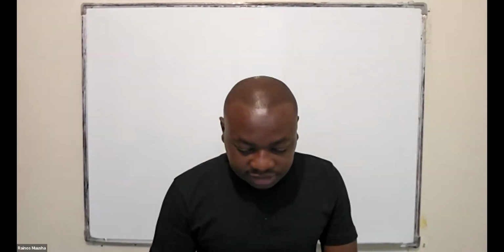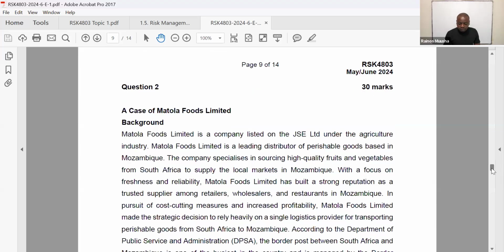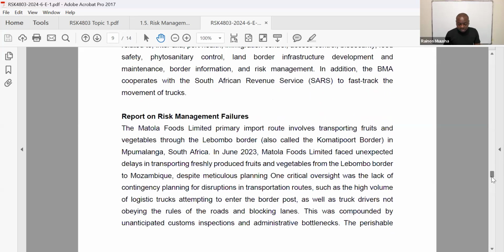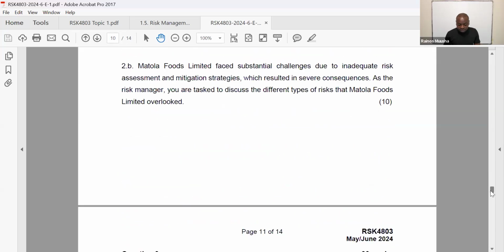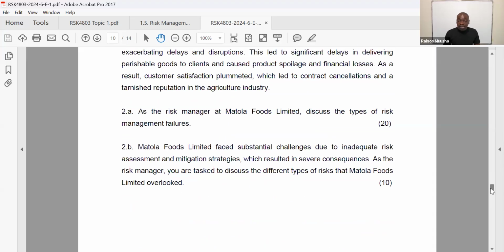They give us that case study. Remember, they give us that case study of Matola Foods Limited. Now, after they give us this case study, you see that the questions related to this case study, they'll ask question 2.1. They say, as the risk manager of Matola Foods Limited, discuss the type of risk management failures.